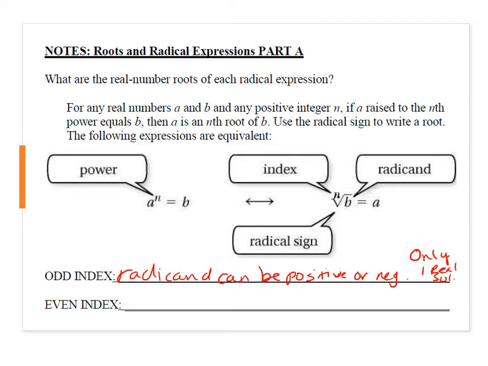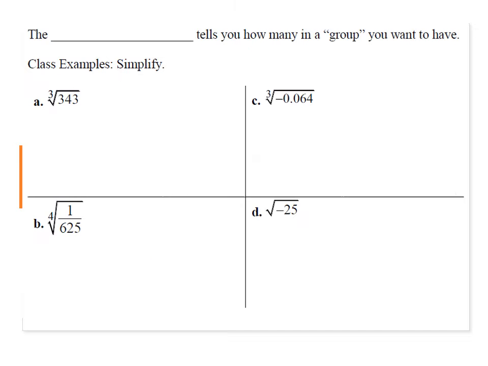Okay? Even index, your radicand can only be positive. And because of this, we will have two real solutions. And the reason for that is, remember, a negative times a negative is a positive. So the index tells us how many in a group we want to have.